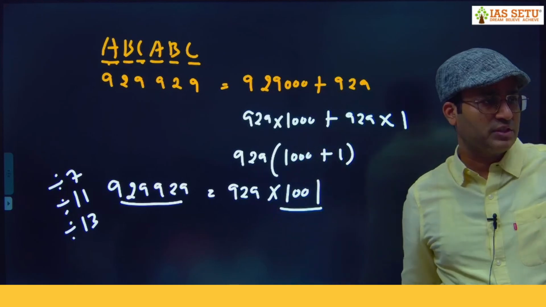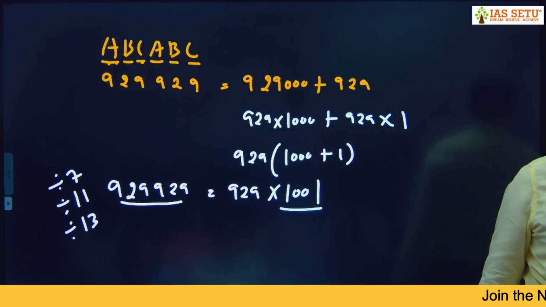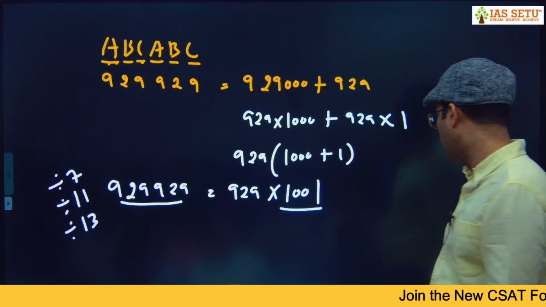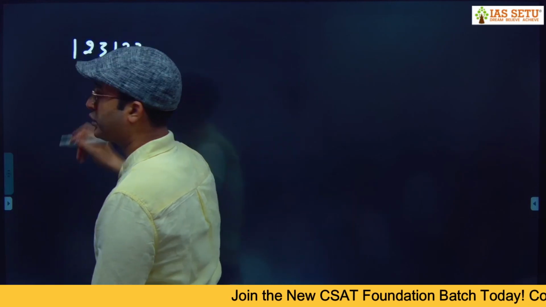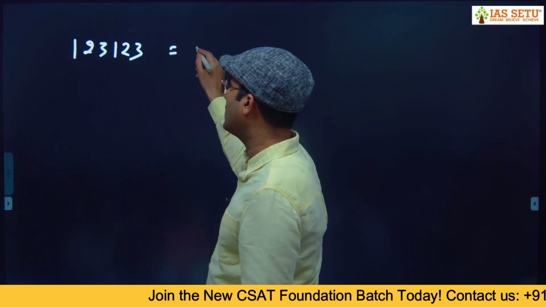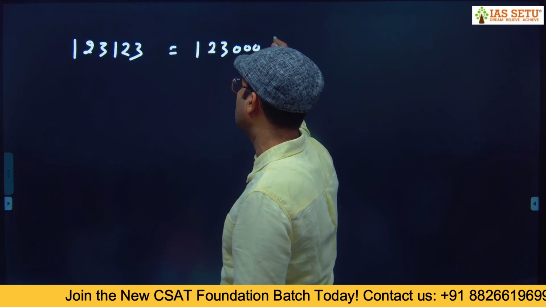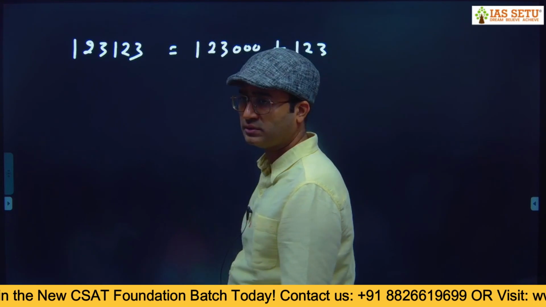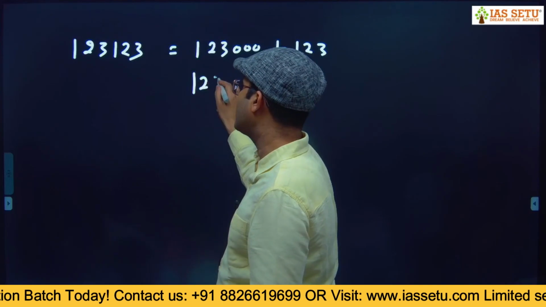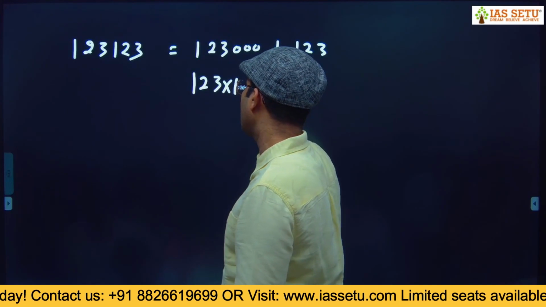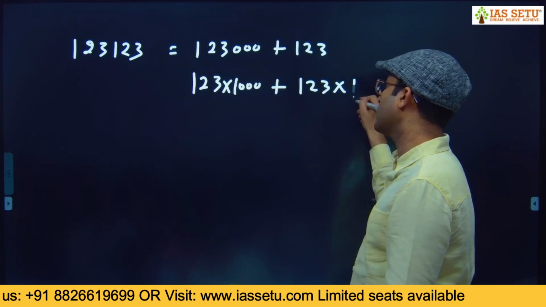I take one from this side. Any one of you give me any 6-digit number. 1, 2, 3, 1, 2, 3. I break it as 123,000 plus 123. It is nothing, you can add. Here it is 123 into 1000, 123 into 1.